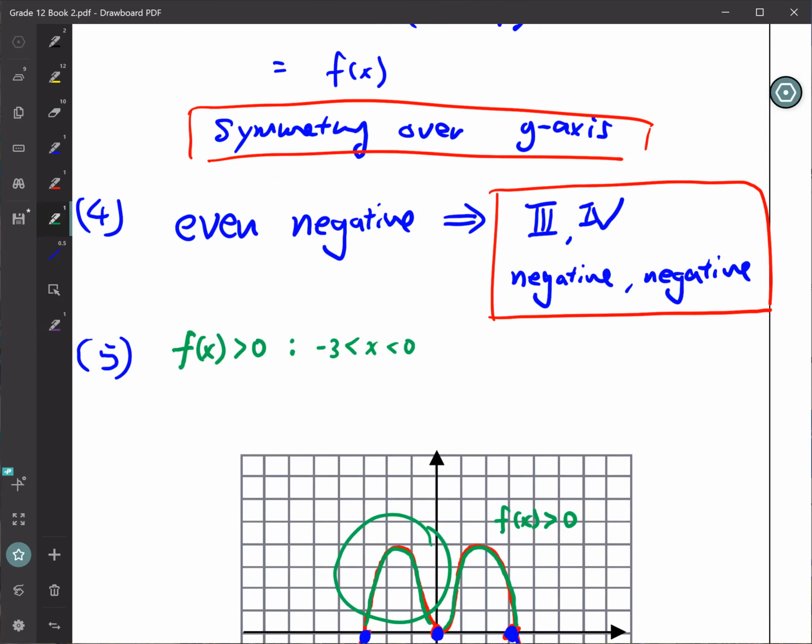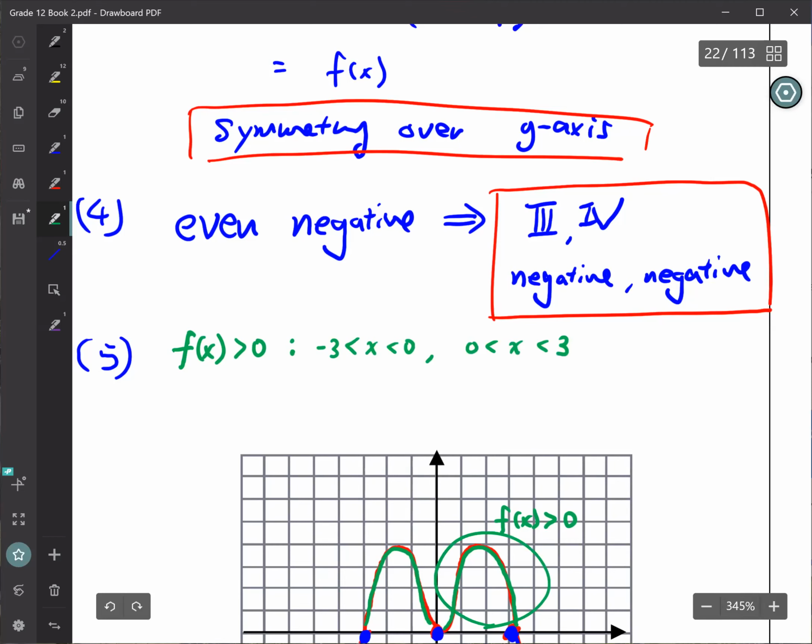Between -3 to 0, or between 0 to 3. Okay, so that's for the second part, on the right side. So we are writing out the location of the x such that the graph is higher than 0.